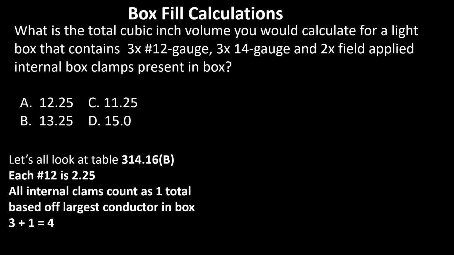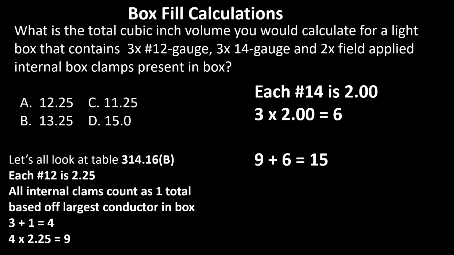So what we're going to do is we're going to take our 3 base 12-gauge conductors and we're going to add them to the 1 internal clamp. And we're going to do it on the 12-gauge size because it's the larger one in the box. That's going to give us a total of 4. We're going to take 4 multiplied by 2.25. That's going to equal 9. And we're going to do the same thing for 14. We work through the math. It gives us a total of 6. We take our 9 plus 6, and that's going to equal 15. And we select D. Great job.